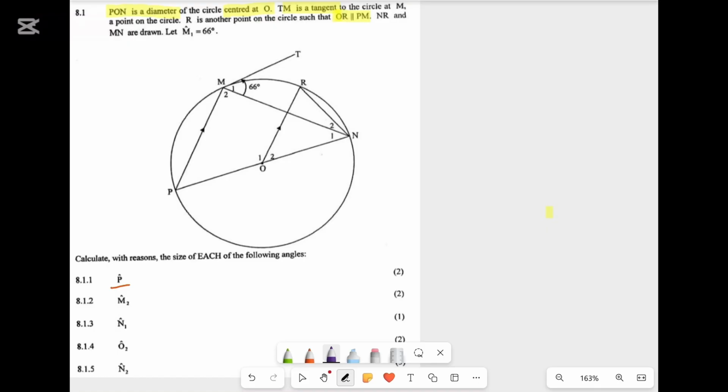Now angle P is equal to 66 degrees. So this is the tan chord theorem. So we just put 66 there.